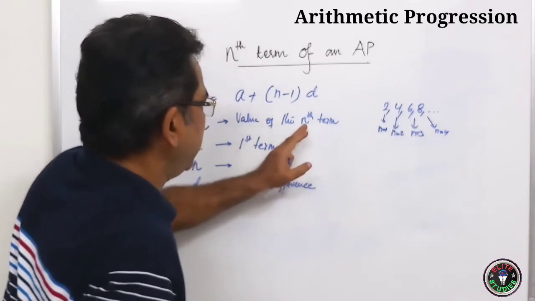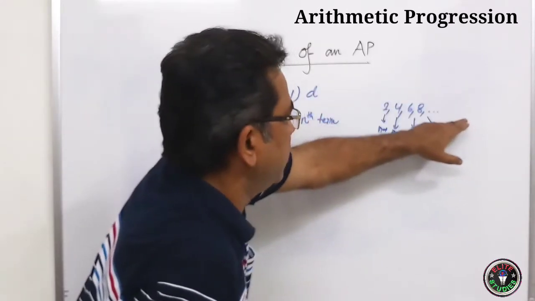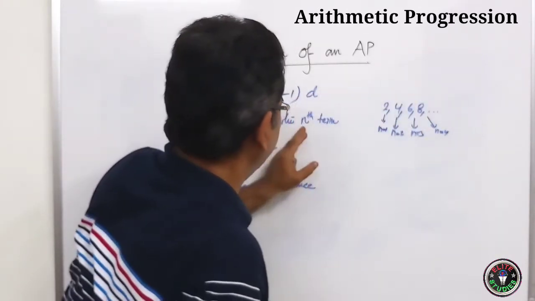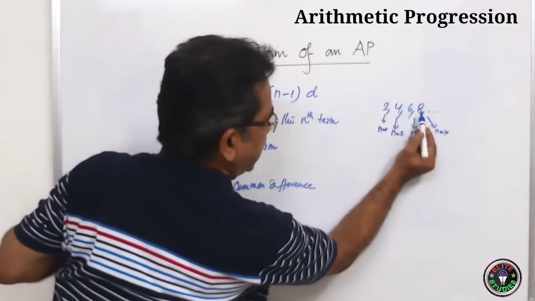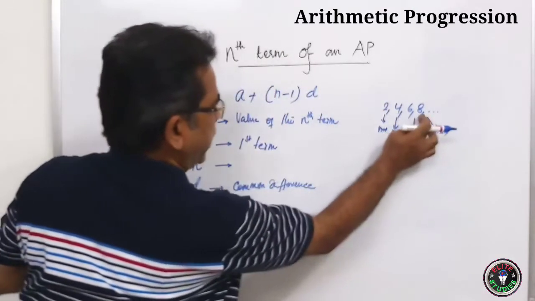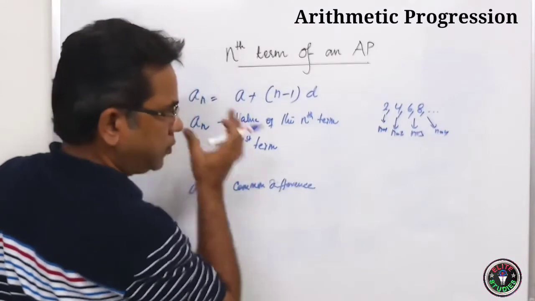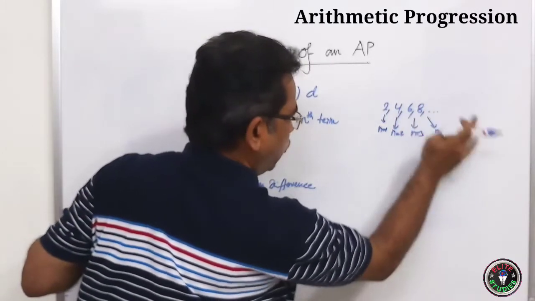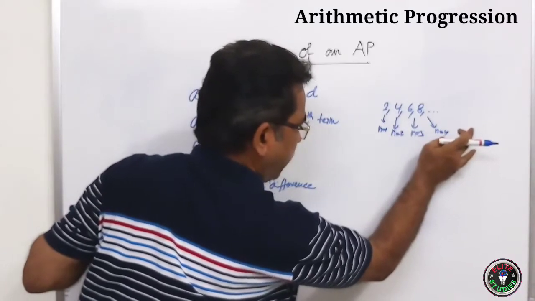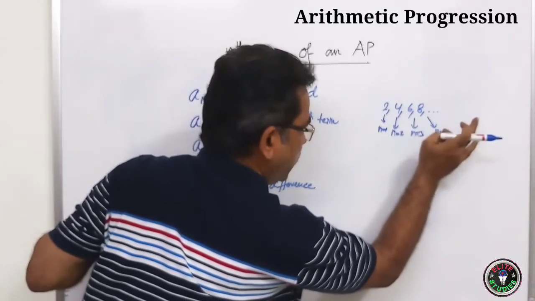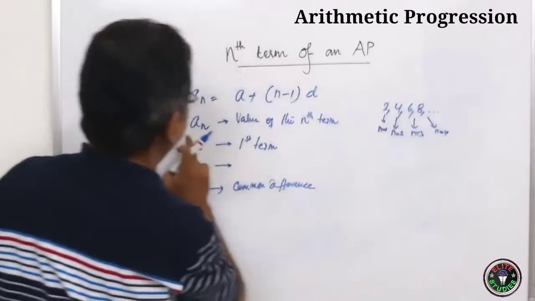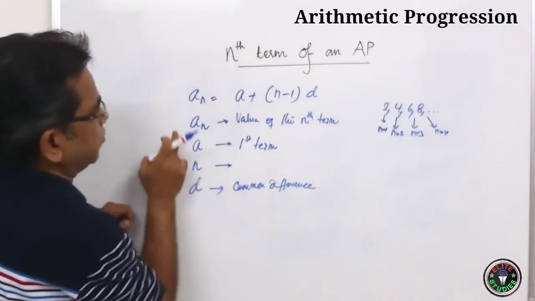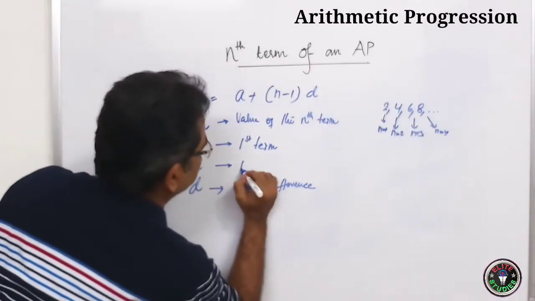So the value of the 50th term, the value of the 60th term, that is represented by this. Here if you say the value of the 4th term, n will be equal to 4, and the value of the 4th term is 8. So that is a_n, the value of the nth term.